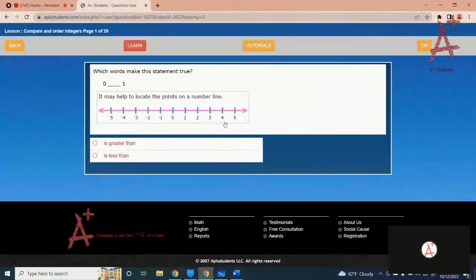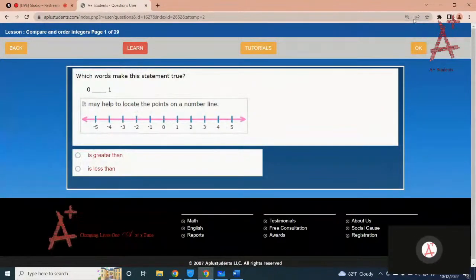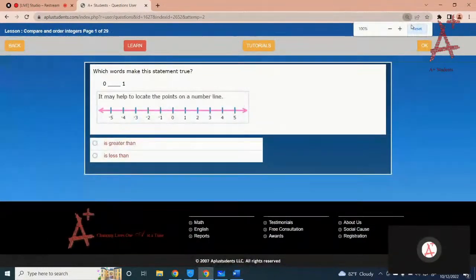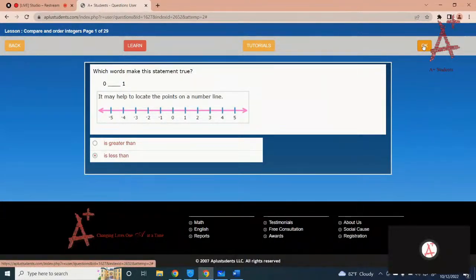Okay, which words make the statement true? 0 is greater than 1 or less than 1? 0 is less than 1. Got it? Because on the positive side, as you are moving far from 0, the numbers are getting larger and larger. Got it? So 0 is less than 1. Select the correct option and click on the OK button.